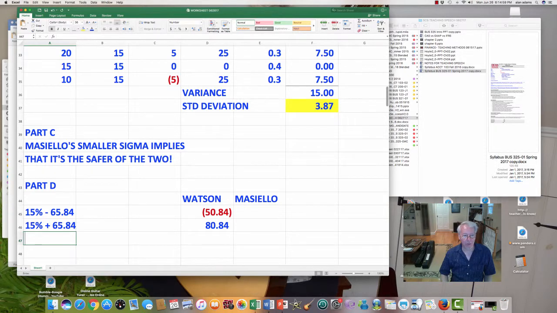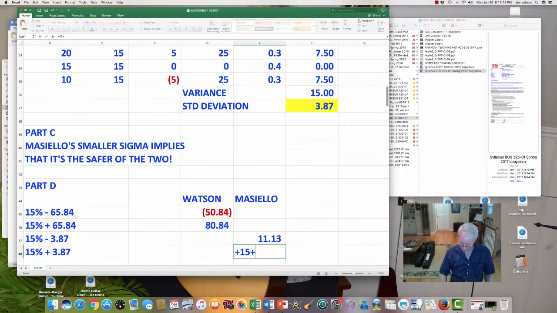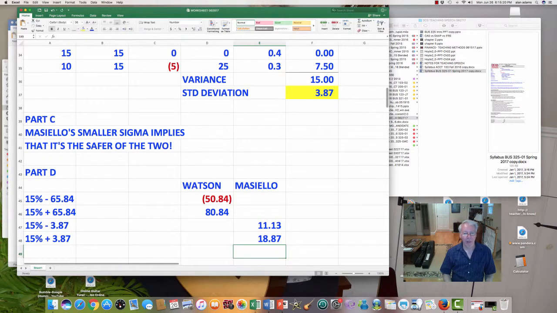Masiello? We'll do the same thing. They've got the same ERR. They've got a 3.87 sigma, and on the high side, I'm going to add the same sigma, 3.87. All right, so 15 minus 3.87 and 15 plus 3.87. The conclusion is a 68.3% chance that Masiello's return, even though you're expecting 15, could go as low as 11.13 and as high as 18.87.